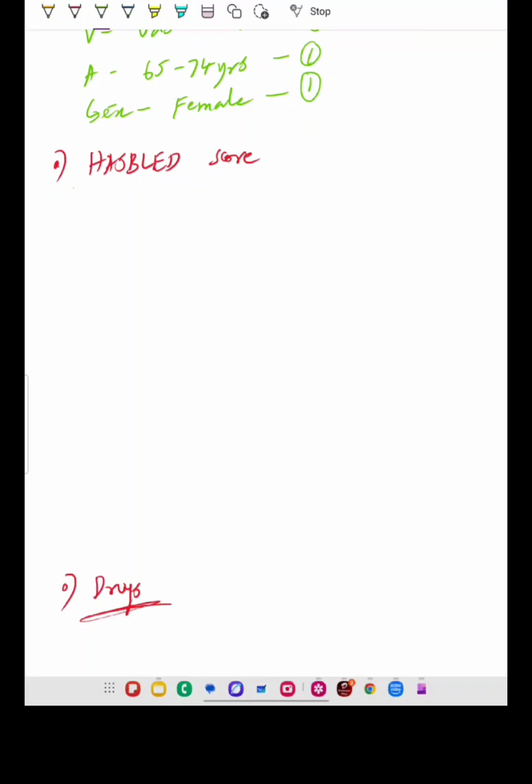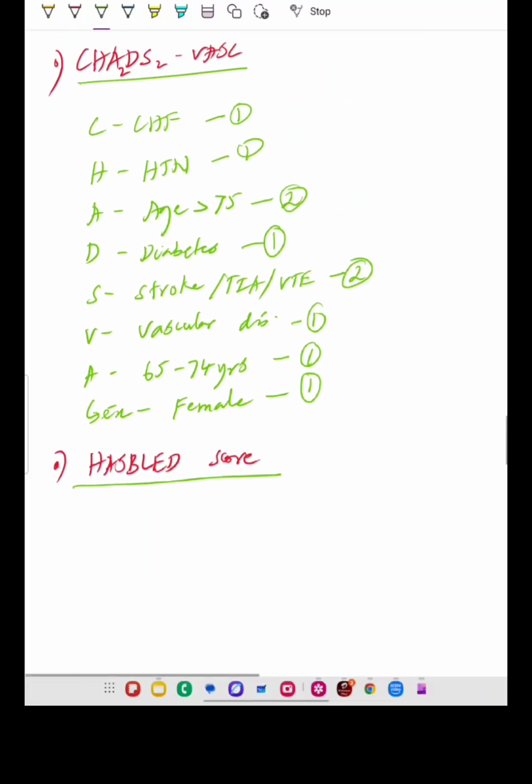Now let's look at the HAS-BLED score. That is the risk of bleed. So why do you use the CHA2DS2-VASc score? It is used to assess the risk of stroke, and by the use of the score you can predict whether they'll have a low, moderate or high risk of stroke. So if your patient has a score of 0, that means low risk of stroke. If your patient has a score of 1, moderate risk of stroke, and if your patient has a score of 2, that's high risk of stroke.